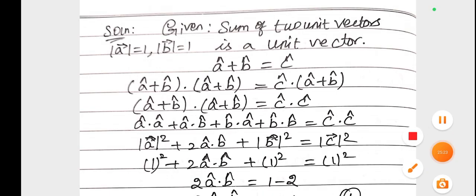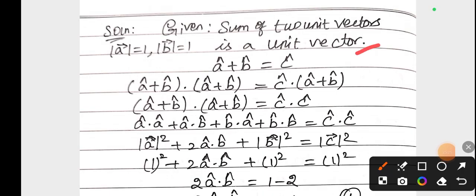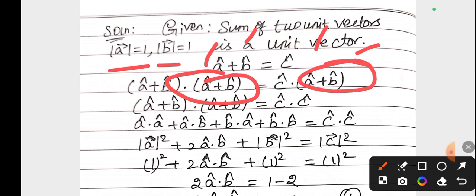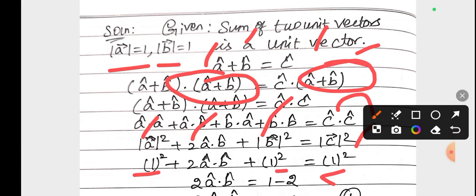So the sum of two unit vectors is a unit vector. Magnitude of A is 1 and magnitude of B is 1, and A cap plus B cap equals C cap. So you multiply A cap plus B cap on both sides. Then multiplying properly, you get magnitude of A square plus 2 A dot B plus magnitude of B square, equal to C cap dot C cap, which is magnitude of C vector square. Here it is 1 square, here 1 square, and here 1 square.